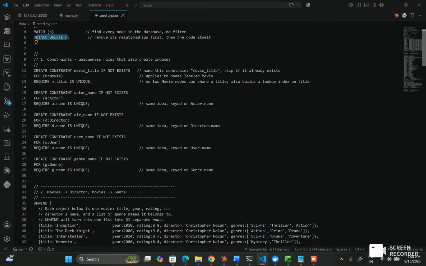Okay. Now, right below this, before any data gets created, there is a section that makes everything after it fast. CREATE CONSTRAINT movie_title IF NOT EXISTS FOR (m:Movie) REQUIRE m.title IS UNIQUE. Now constraints like this one do two jobs at once. First, they stop duplicate titles, and they silently build a fast lookup index behind the scenes.